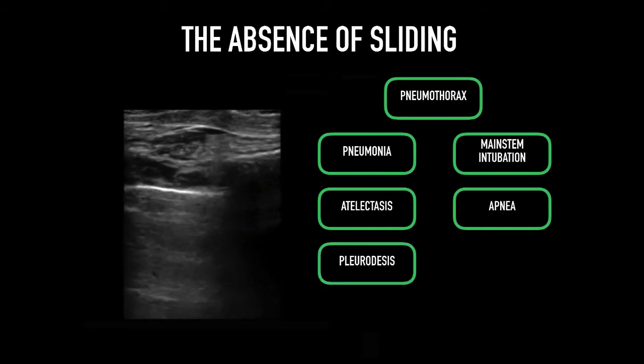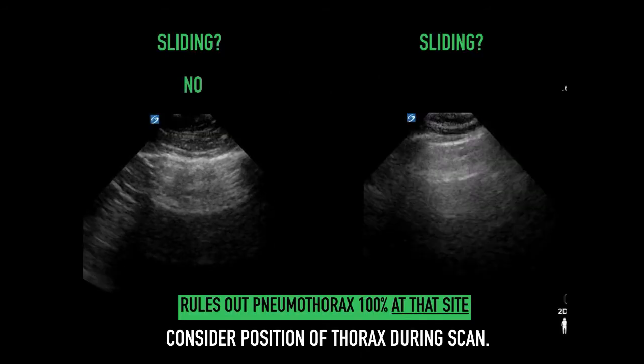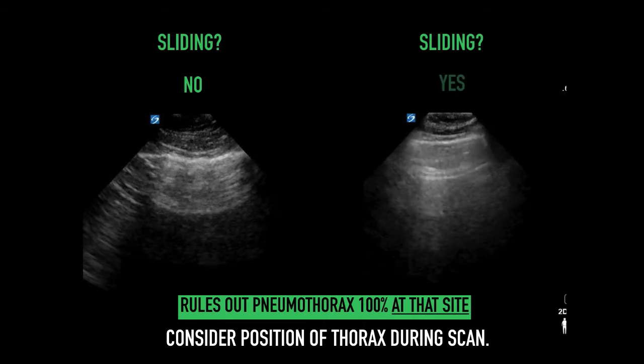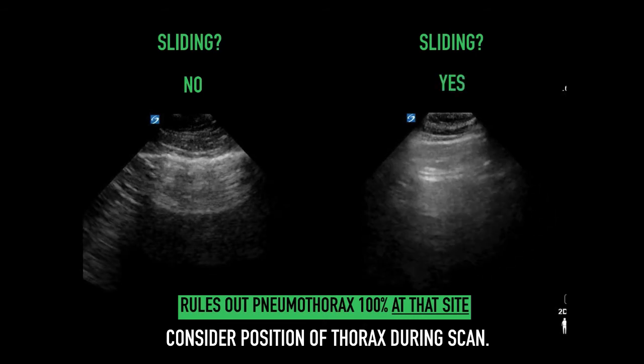In the patient who's had chemical pleurodesis, or the patient who's had prior surgery, like after a VATS, you may see a particular area of lack of lung sliding. This is often accompanied by a scar on the external surface. On the image left here, we see no sliding. On the image to the right, we see active sliding. The presence of sliding will rule out pneumothorax 100% at that site.